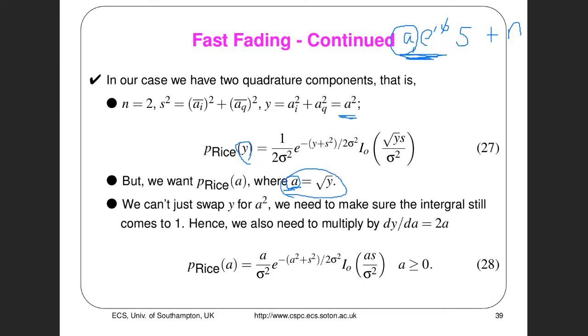Before we put this into this function, we need to make sure that the integral still comes to one for a PDF. So we need a normalization factor here. We put this into 27, and then use a normalization. We arrive here, which is a PDF as a function of the amplitude. So that's the fading amplitude. So 27 and 28 are a little bit more important because that's the PDF of the fast fading. You need to know the meaning of sigma and the meaning of S, which are the variance and the mean. They represent non-line of sight and line of sight, and also the meaning of I0.